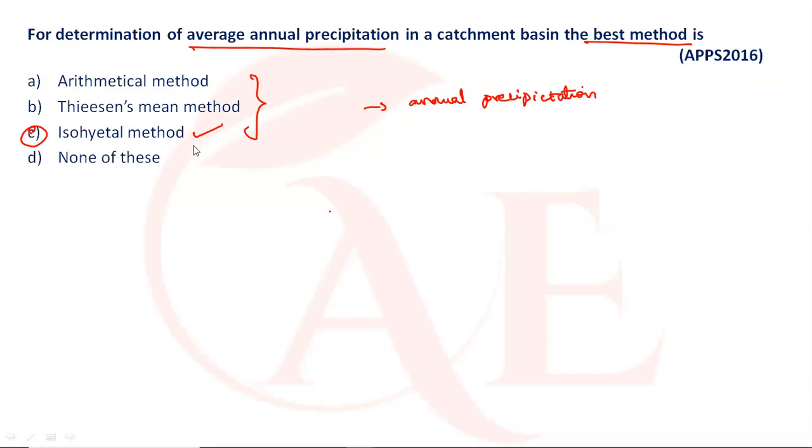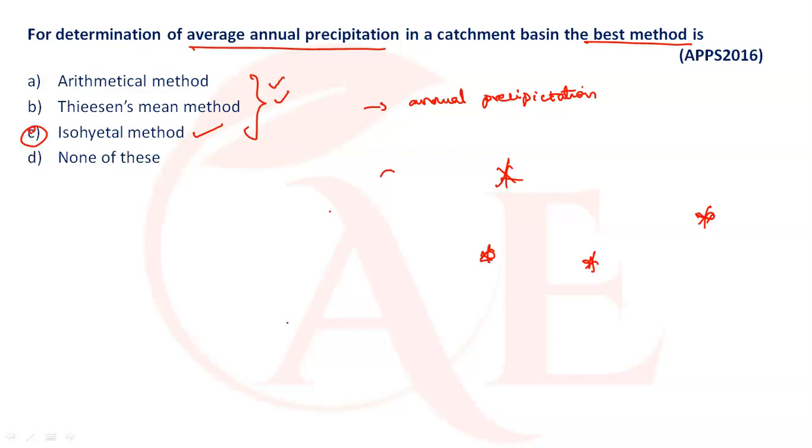This isohyetal method is superior when compared to these 2 methods because when the stations are large in number, when there is a more number of stations, we can use this method. Isohyetal method is accurate and it can be used.